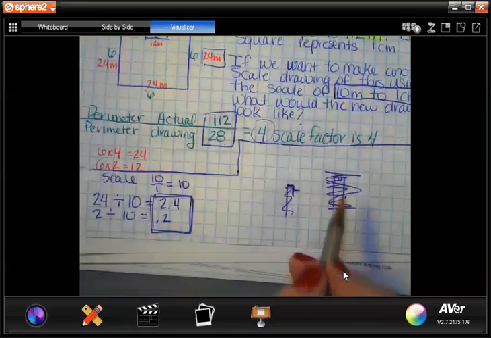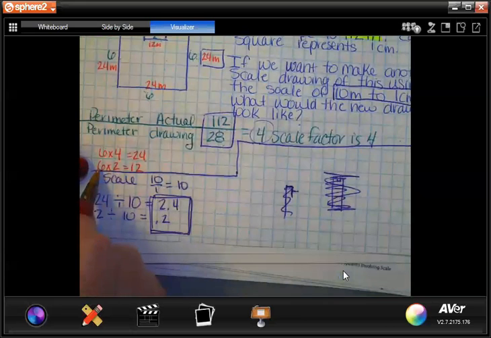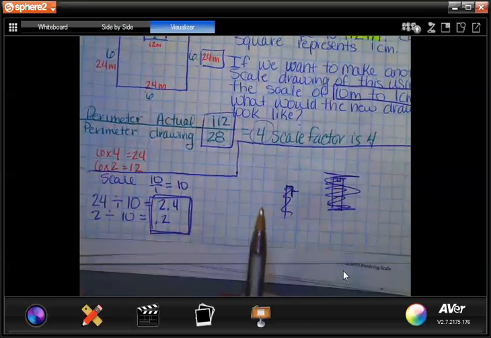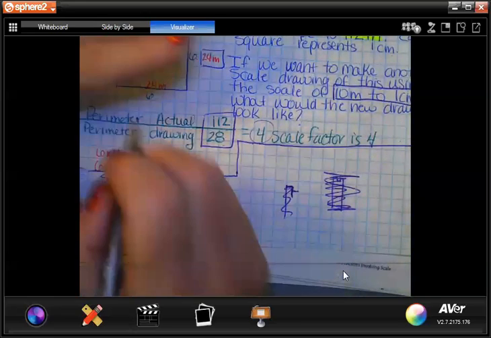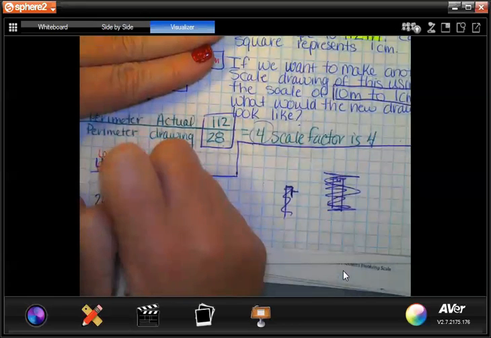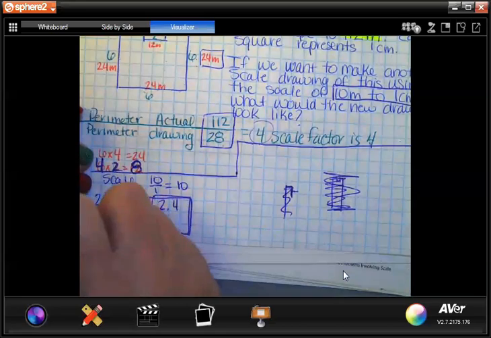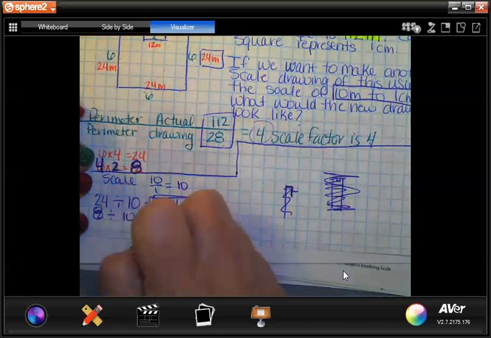I was wondering why this was so funny looking. Look at what I did right here, you guys. Oh no, I guess I'm okay. Nope, I'm not okay. This should have been 4 times 2. So these sides right up here should have been 8. So this should have been 8 divided by 10, which is 8/10.